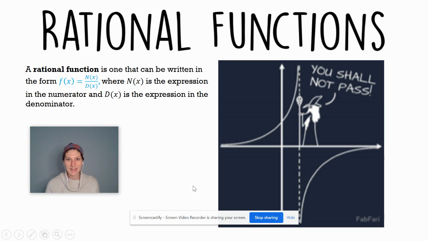All right, this is our next unit, rational functions. So for today, we're going to take a look at how to find all the characteristics of a rational function. When you have a rational function, you're going to have an expression in your numerator and your denominator. So we're going to look at all different kinds today.